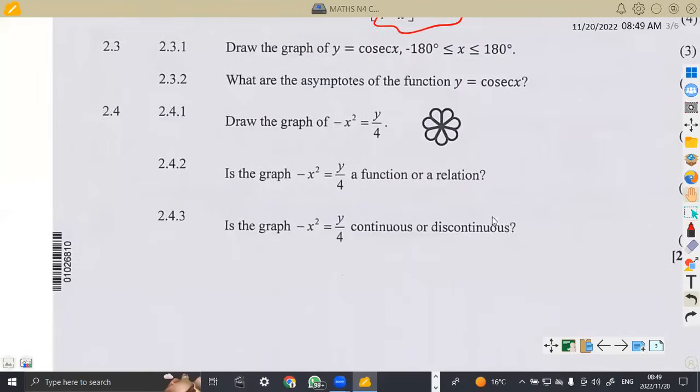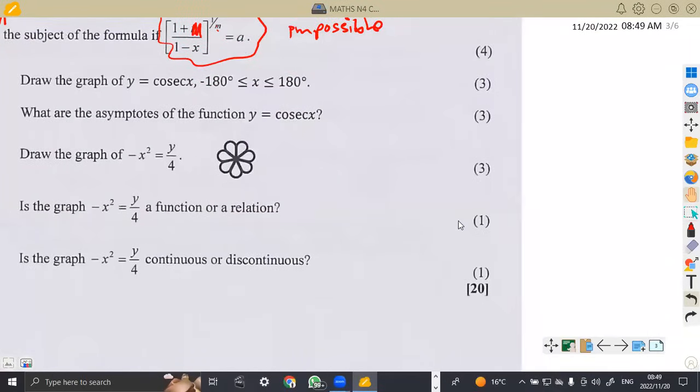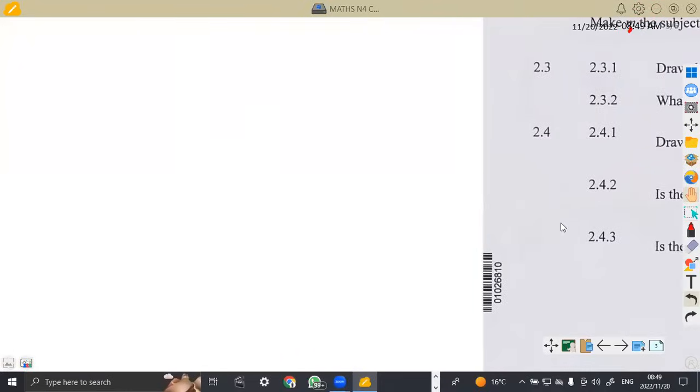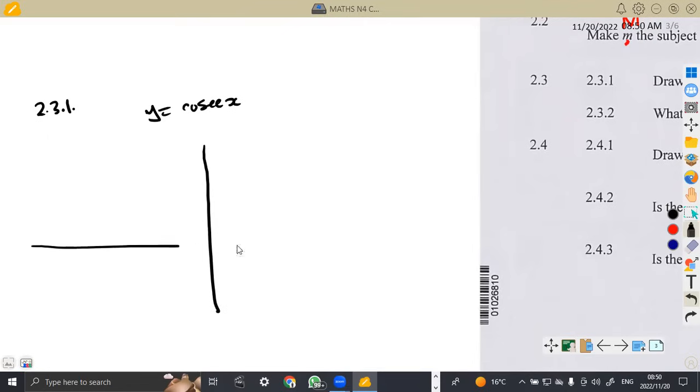2.31, draw the graph of y is equal to cosec x. So we need the graph of cosec x from minus 180 up to 180. This one actually looks like this, cosec x. That's 2.31. These graphs, guys, you're supposed to know how to sketch them. So that's a sketch for cosec x.